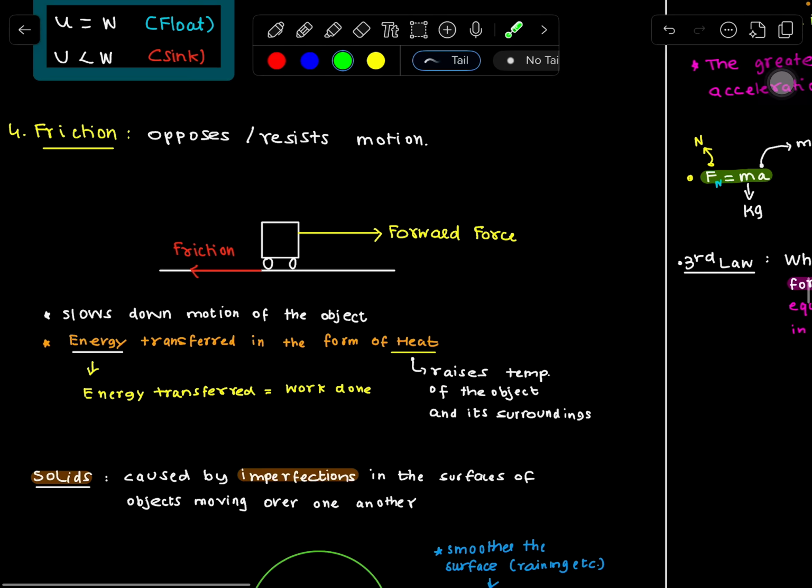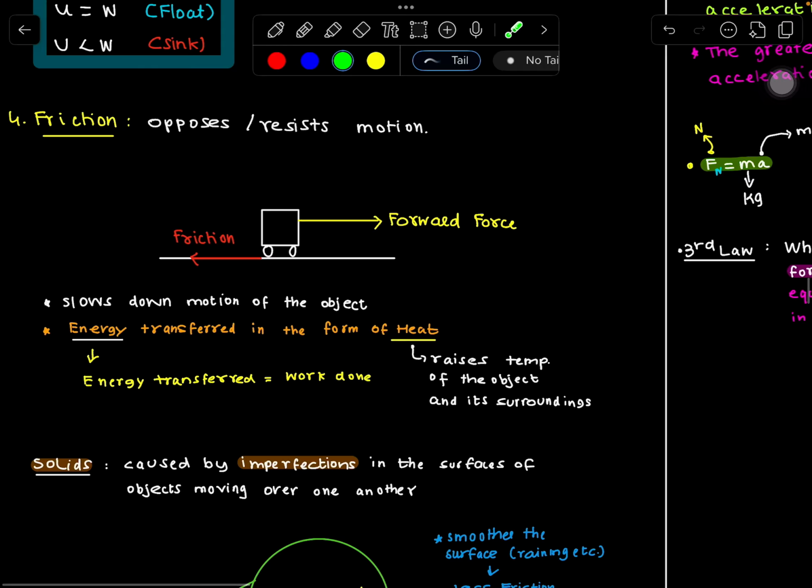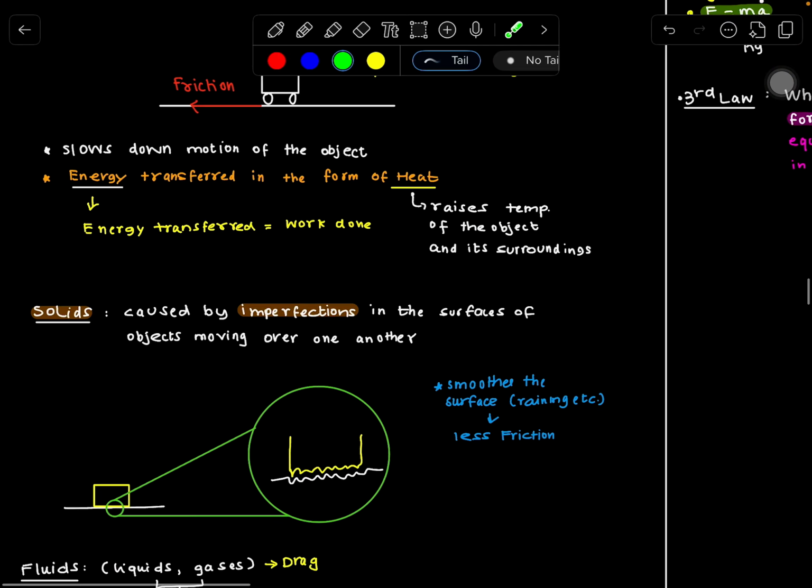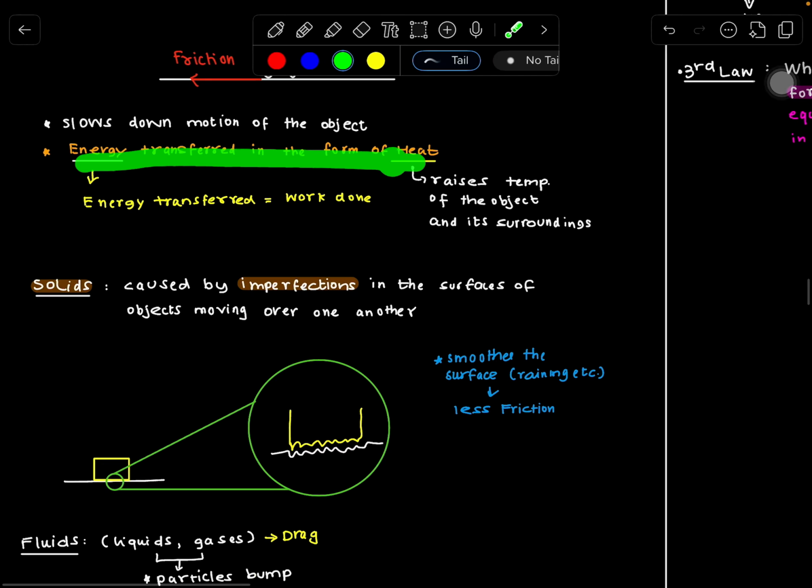We discussed friction a little bit. Let's look at it a bit more. Friction is an opposing force. It opposes or resists motion. So wherever you see motion, there's going to be friction. Wherever you see a moving object, there's going to be a force that's going to try to stop it. So if the object is moving forward, friction is going to be backward. Friction's always in the opposite direction to the direction of motion. Okay, energy is transferred in the form of heat when there's friction.